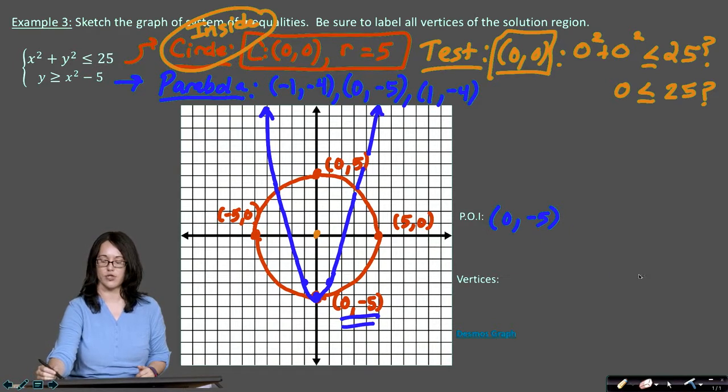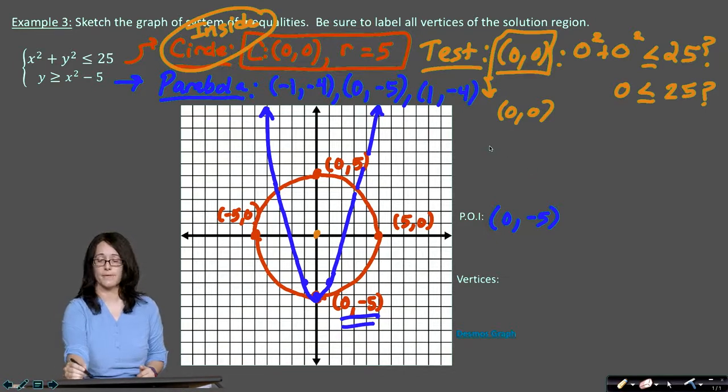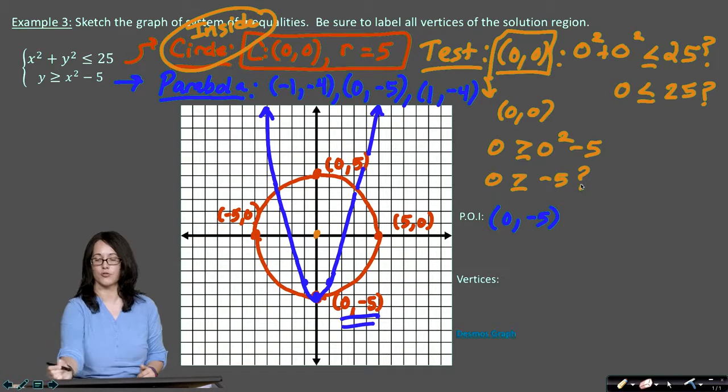So let's discuss shading for the parabola. Who should we test for this parabola? Well, I could test 0, 0 again, because 0, 0 is not on the parabola itself. So that would mean in the second inequality that 0 would have to be greater than or equal to 0 squared minus 5. In other words, 0 would have to be greater than or equal to -5. Is that true or is that false? Is 0 greater than negative numbers?